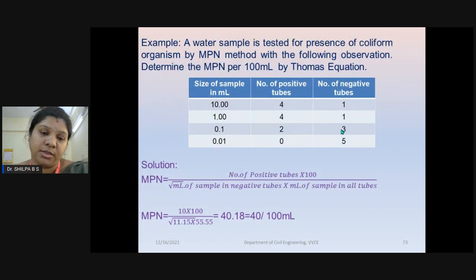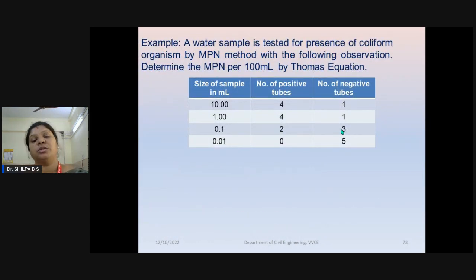and it also requires an incubator and other accessories. Now, this is again one of the important questions you may get, because with respect to public health, it is very important as an engineer to check the most probable number of the organism that may be present in the sample. So they will give this question: a water sample is tested for the presence of coliform organisms by the MPN method. These are the test results they have got, and we need to use the Thomas equation to calculate the MPN value.